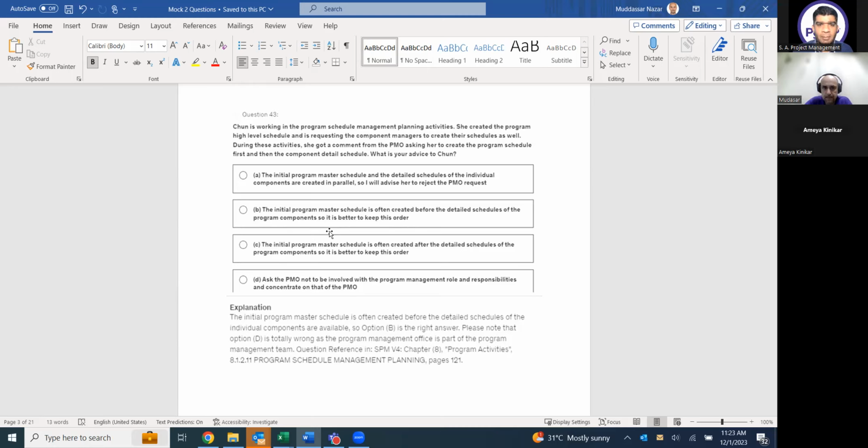The initial program master schedule is often created before the detailed schedule of the components, because we are creating it in the program planning phase. I will make the master schedule when I am doing the schedule management planning. And then in the delivery phase, I am working on all the components. So whenever I talk about the component schedules, anything about the components, I am in the program delivery phase. So option B is the correct answer.